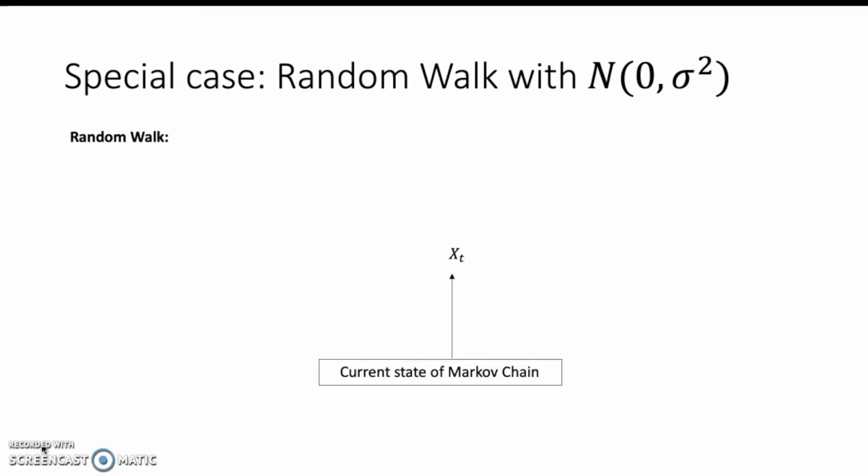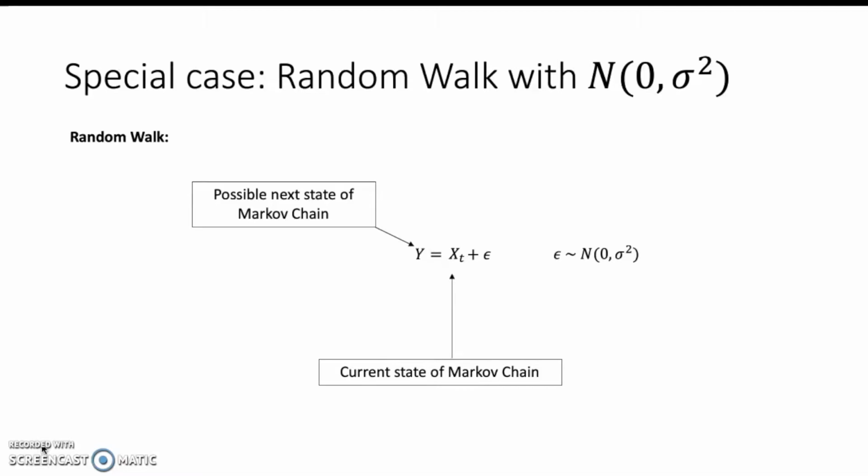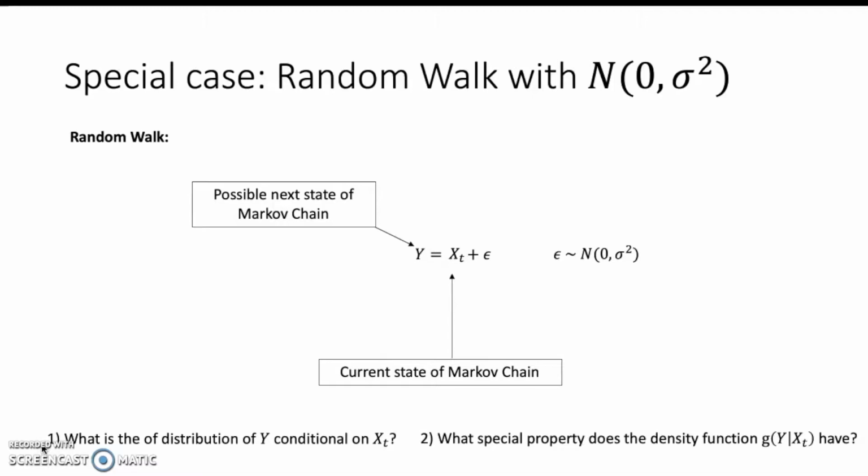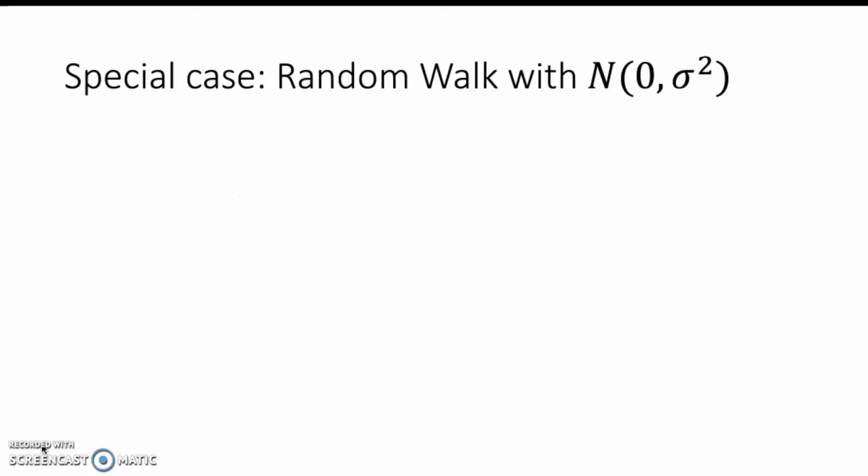So we start with the current state of our Markov chain, and then we generate some normally distributed random number with some certain variance sigma squared, and we just add this to our current state of the Markov chain, and then we get our proposal random number for the possibly next state of the Markov chain. And of course the question is, what is the distribution of y conditional on x_t? So we need to find this g for our Metropolis-Hastings sampler, and what special property does the density function g(y | x_t) actually have?